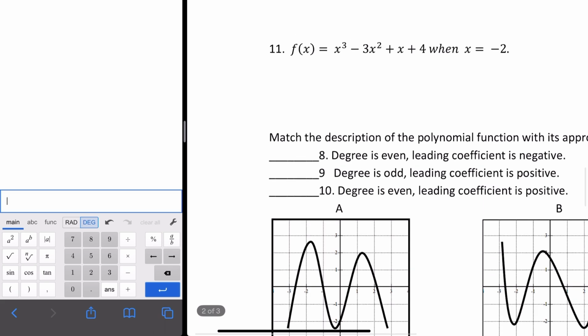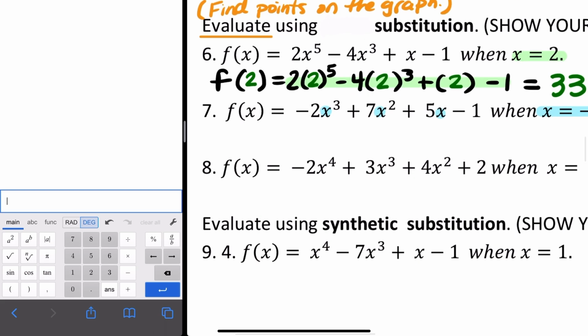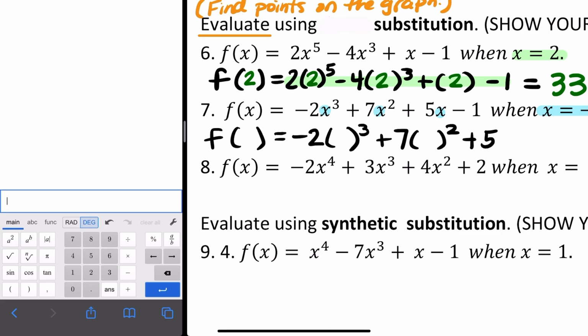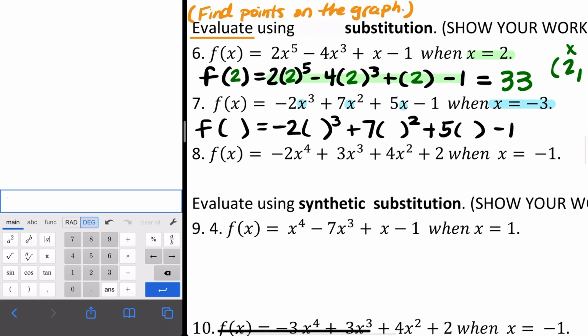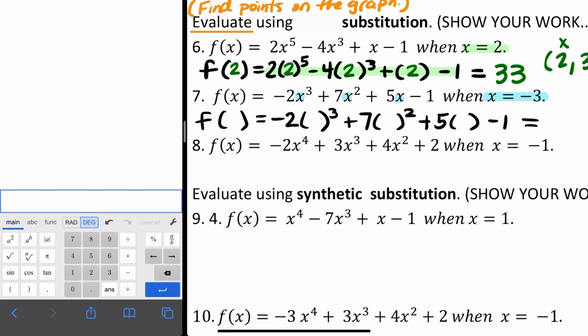Remember that you are going to first rewrite the problem, but just leave space to substitute for x. Negative 2x to the 3rd plus 7x to the 2nd power minus 5x minus 1 equals. So now let's substitute in negative 3 because they asked for x to equal negative 3. So negative 3 here, negative 3 here, everywhere where we had an x, okay?